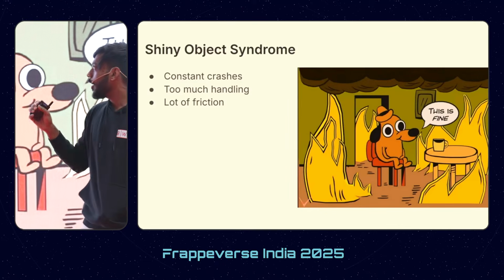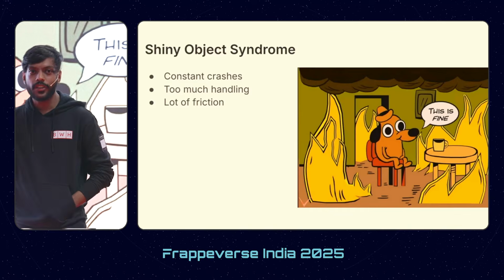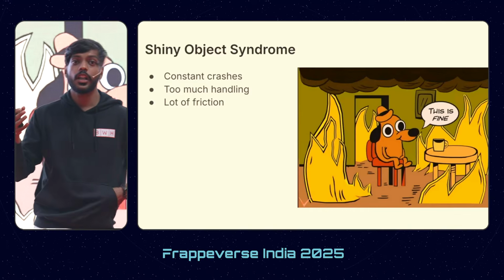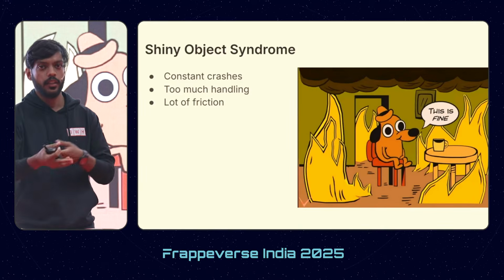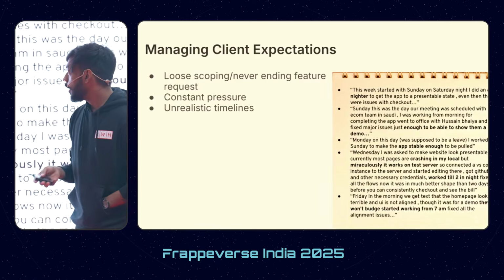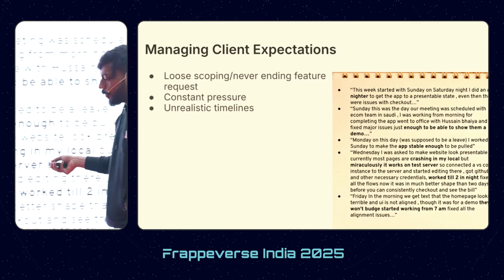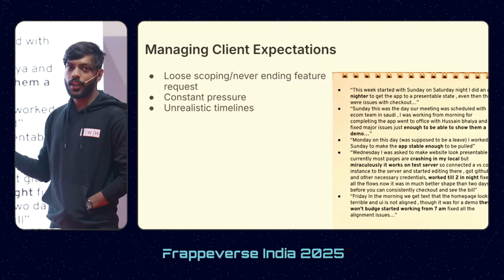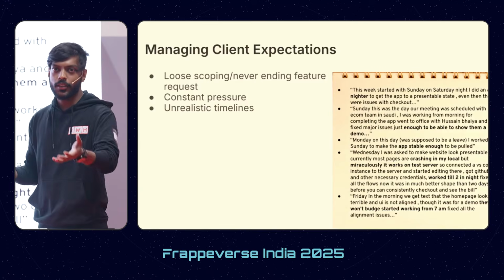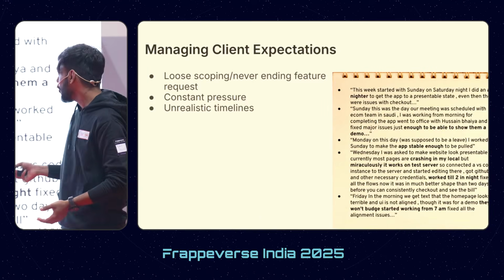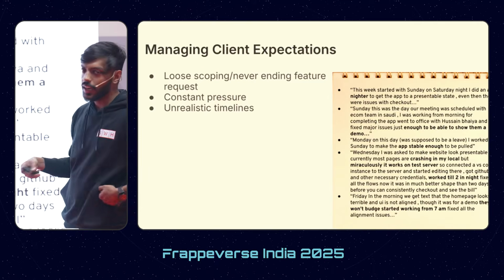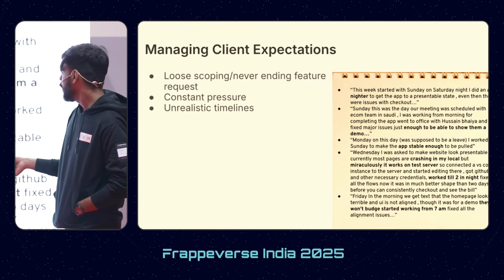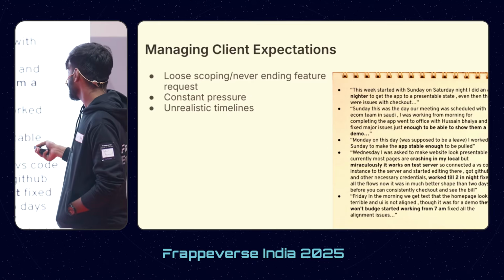So the way it was working was we had constant crashes, we were having too much handling, and we were having a lot of friction. It was as if we were fighting the stack itself. Now, if you see, right, these are a few of my excerpts from my diary that I was writing at that point of time, because I could not say it out loud to the client, neither to Hussein. So if you go into it, right, the few things that I would just highlight. The first thing was that I was doing all-nighters every week.